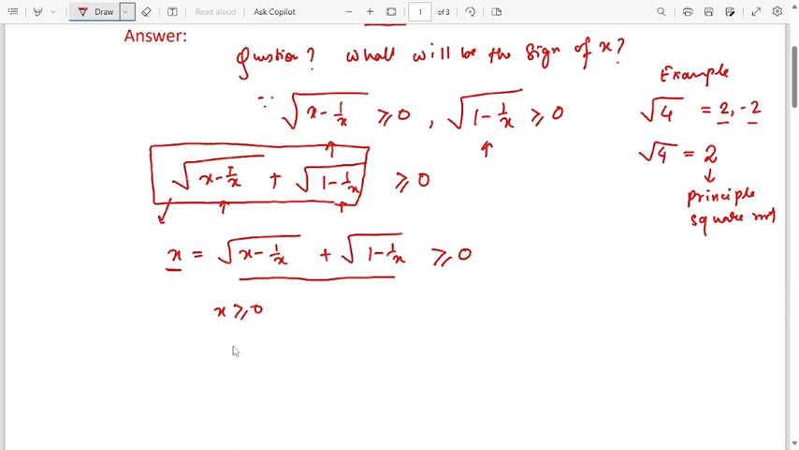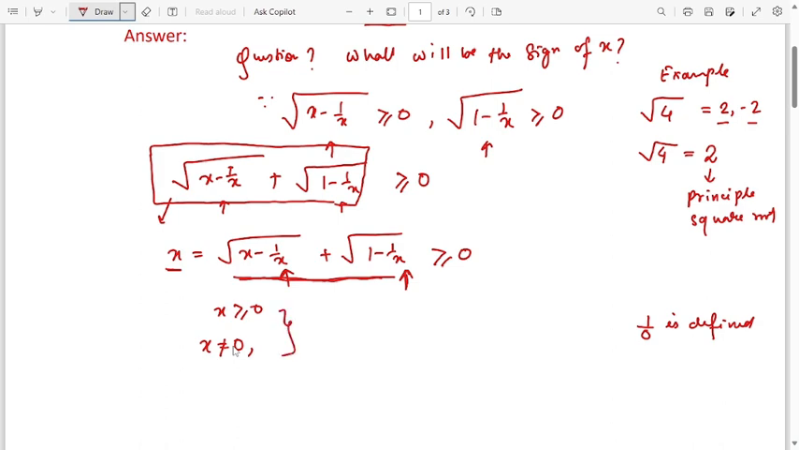Now you can see in the equation, there are also 1 by x terms. We have 1 by x terms here and here in the equation. That means that x is not equal to 0, because if you put x equal to 0 in the equation, then the whole equation becomes undefined. We know that 1 by 0 is undefined. We can't get any number. So that's why x is not equal to 0.